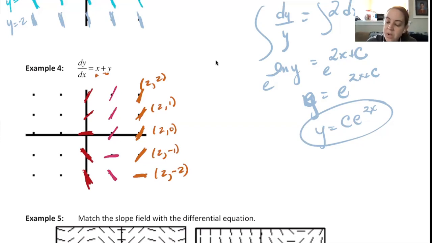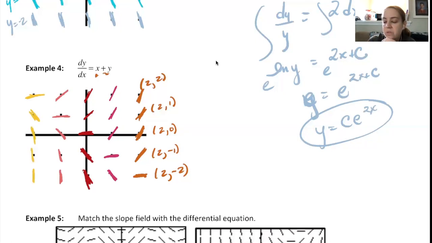Over here, I'm at (-1,2). So this is a slope of 1. This is (-1,1). So I have a slope of 0. This is (-1,0), so here's my slope of -1. (-1,-1) gives me a slope of -2. This is a slope of -3. And let's do one more. (-2,2), here's my slope of 0. (-2,1) is a slope of -1. This one over here gives me a slope of -2, -3, and -4.